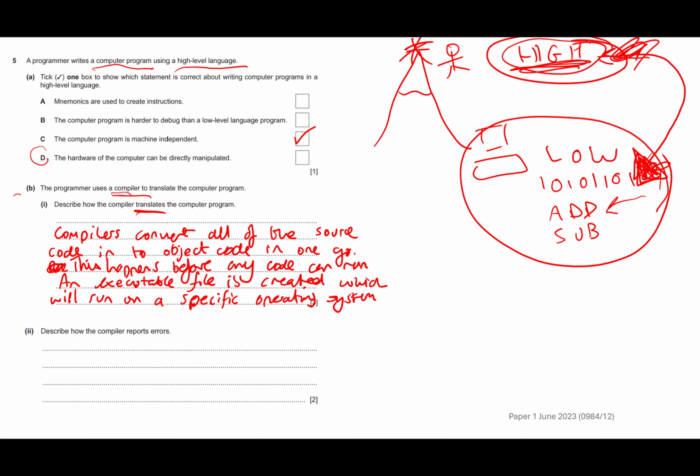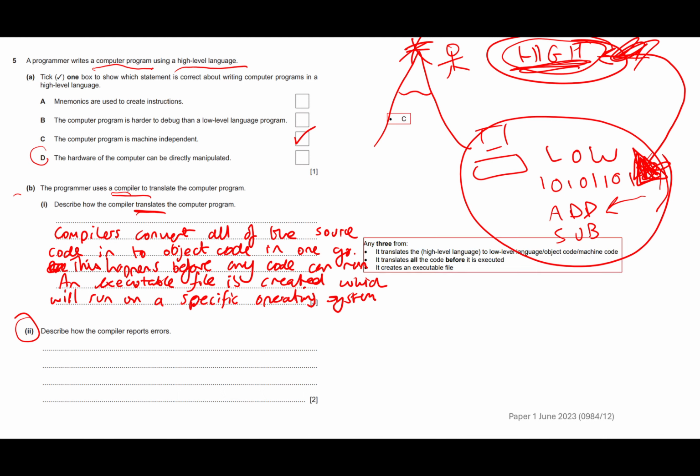So compilers convert all the source code in one go, in one pass, and no code runs before this can happen. And we end up with an executable file which will run on a specified, or specific, or particular operating system. There's lots we can say about how errors are handled, but I've noticed that that's what we need to do for part 2, so I'm not going to tackle that yet.